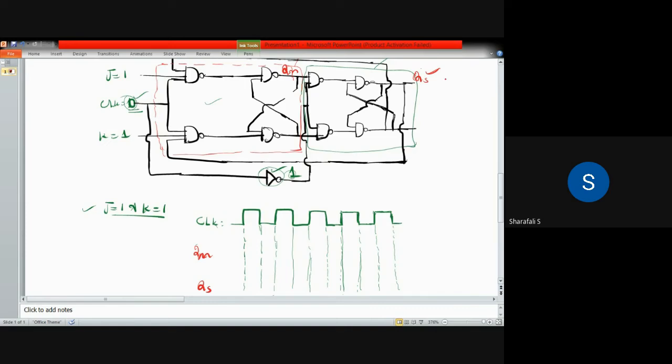So Qm, how will it be? As you know, first we have this clock which is 0. Clock is 0 means the output Qm is also 0 because it is inactive now. And then when the clock is high, this state is going to become high. Then it will continue in that state until the next state. Then only the toggling will happen. Then down.